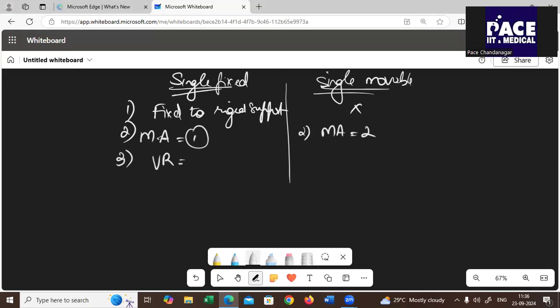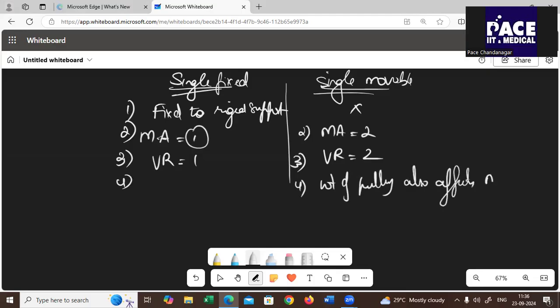Velocity ratio is 1. And in movable pulley, your velocity ratio is 2. We just now have discussed, right? And weight of pulley itself does not affect its advantage, whereas weight of the pulley also affects the mechanical advantage here in the single movable pulley, because you are also moving the pulley there. Here in the fixed pulley, you are not moving it. That's the reason weight does not matter for fixed pulley.